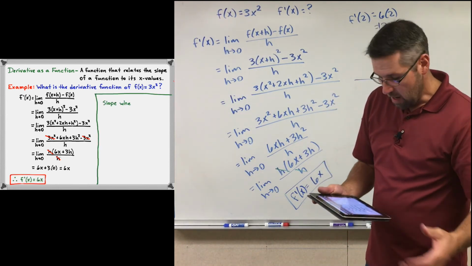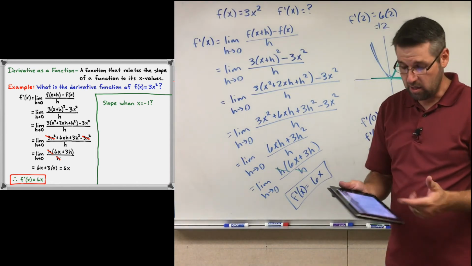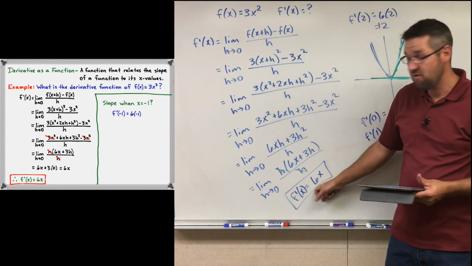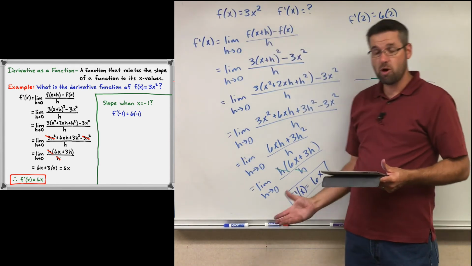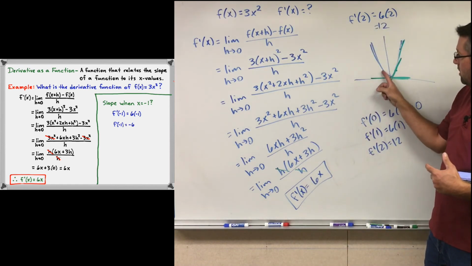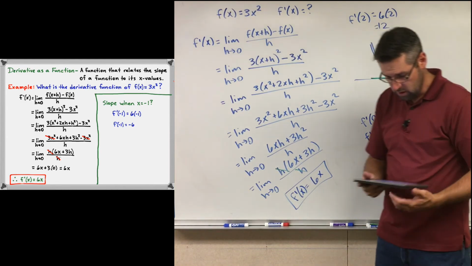And again, I can make it easier now to figure out the slope when x equals -1, because all I have to do is plug in -1 to the derivative function instead of going through this whole process again. So we end up with a -6 slope. And you can see if I go back to 1, the slope of the tangent line there would be a negative slope. It's going downhill. Okay.